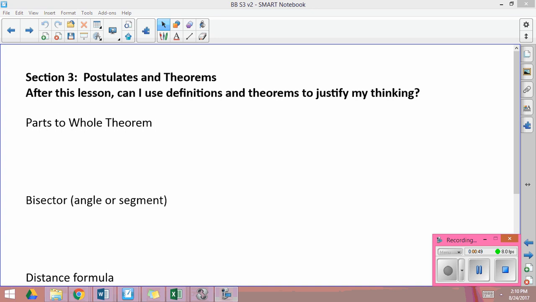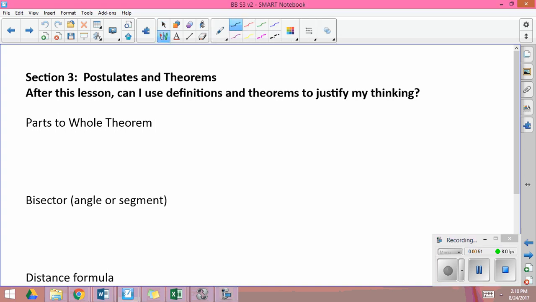So here we go. After this lesson, we are using definitions and theorems to justify your thinking. You're going to provide that step-by-step justification of why something must be true. It's like mathematical lawyers. It must be true beyond a shadow of a doubt. Cannot argue it. No other choice is possible. So, super powerful stuff. First one that we use a lot is part to whole.